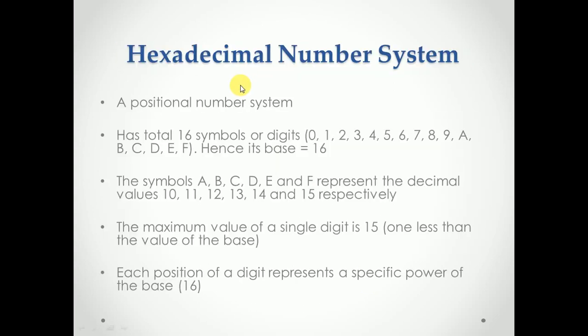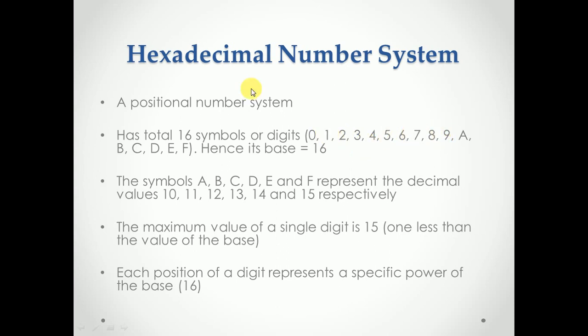Third is the hexadecimal number system. This is used very rarely, but it is there in our syllabus. It is a positional number system. It has a total of 16 symbols or digits. Out of these, 10 are the same as in the decimal system: 0, 1, 2, 3, 4, 5, 6, 7, 8, 9.